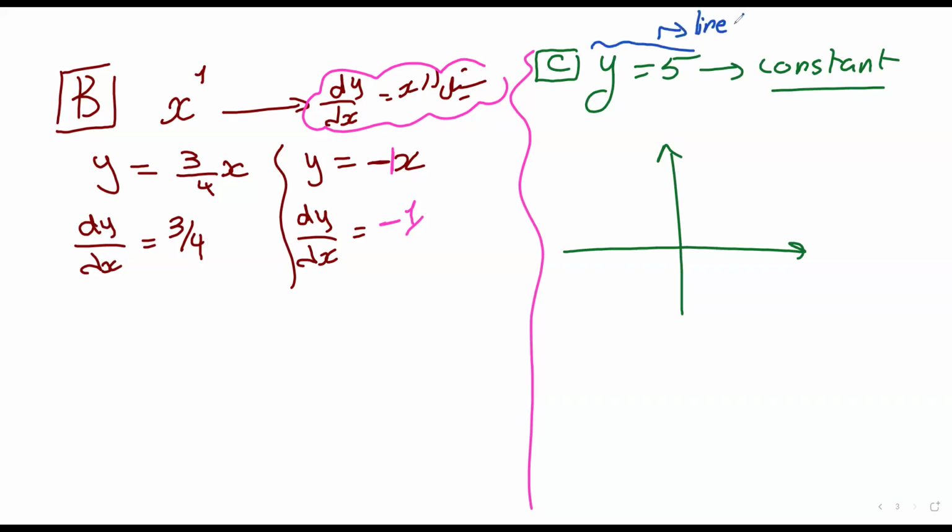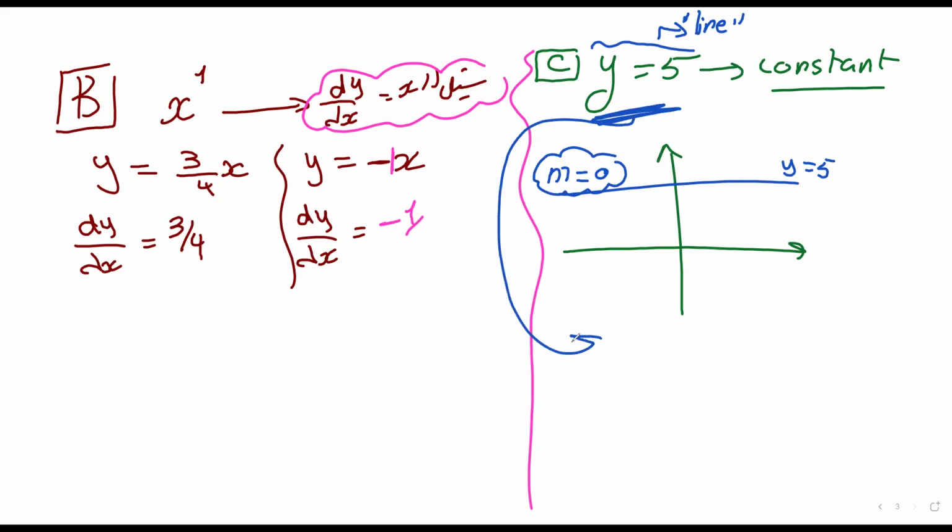So if I asked you, is this a line? Your answer will be definitely it's a line. And your answer will be even more specific that this is a horizontal line. And if you remember, the gradient of any horizontal line is equal to 0. So basically, if you are given a constant value, and you are required to find dy by dx, the differentiation for constant values, always and forever, is 0.